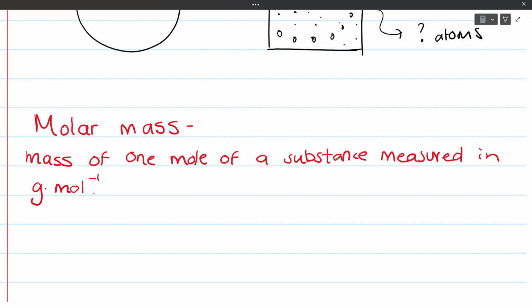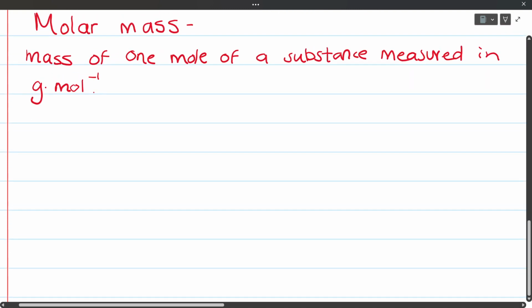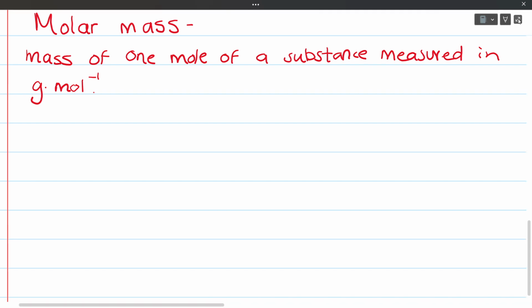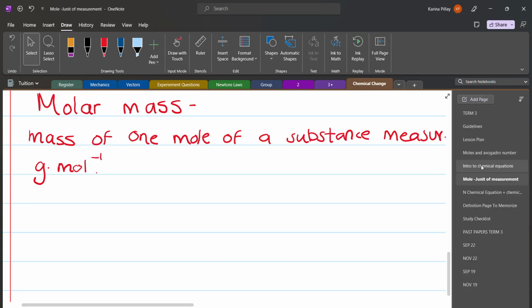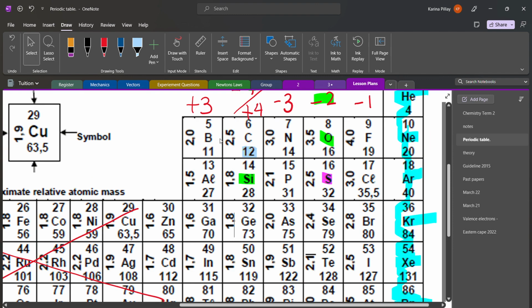So molar mass is basically calculated by adding up the atomic masses of all your atoms in a molecule. To calculate the molar mass of a compound, you need the chemical formula. All right, so I'm going to show you the easiest way of how we calculate it first, and then we'll do some examples to practice it. And again, I need the periodic table, so I'm just going to copy and paste it.